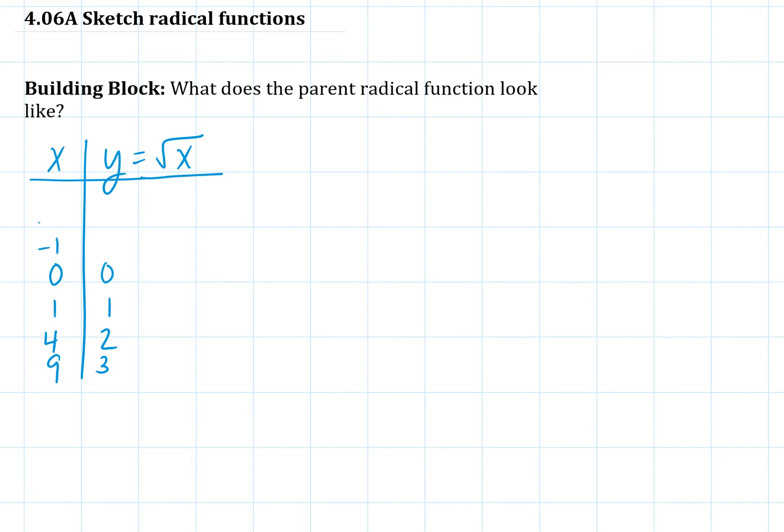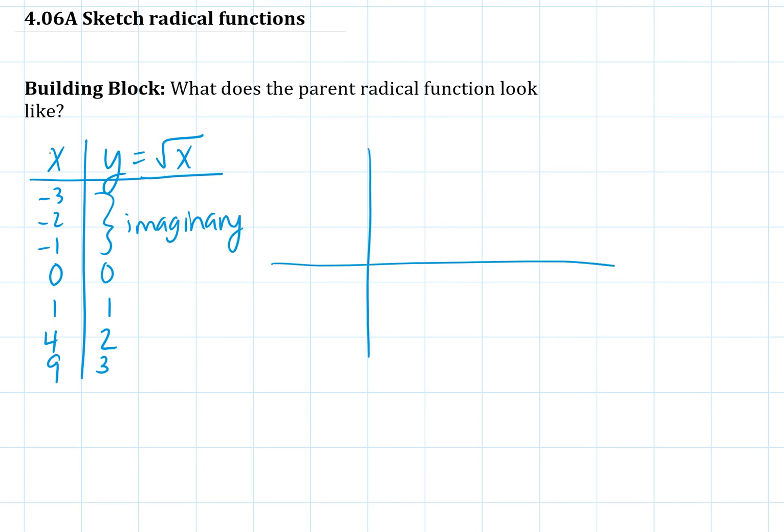And the square root of -1 or -2 or -3, these are all imaginary numbers. So that's our first hint. 0 is the first number we're allowed to substitute into the function, and we get a real y value out. So that's called the vertex, the starting point.